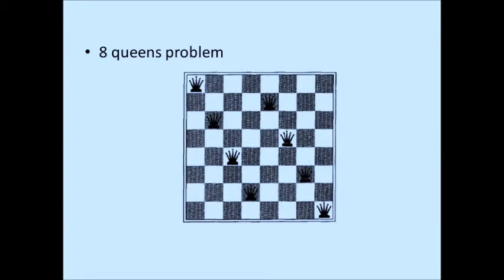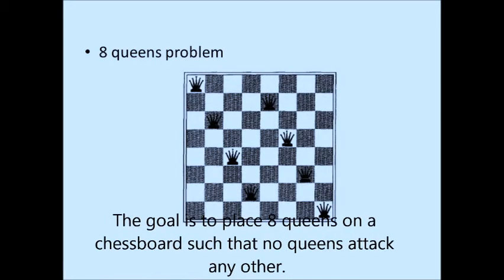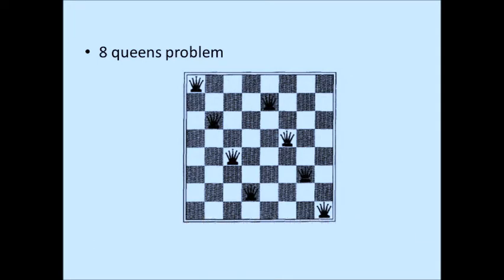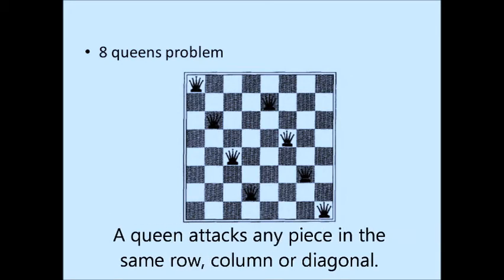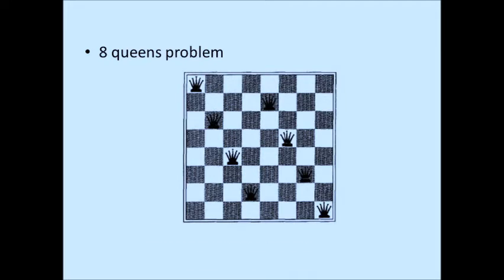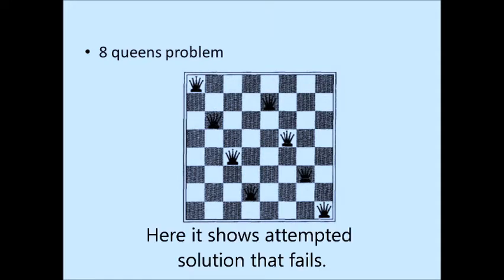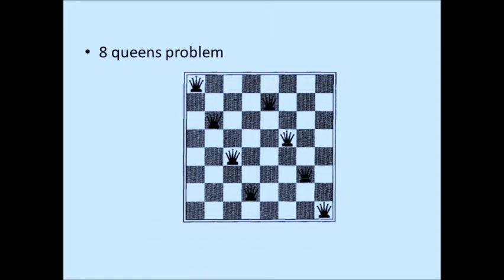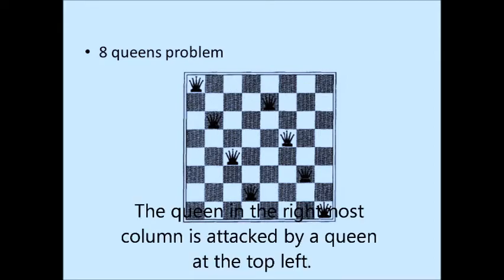The goal of the 8 queens problem is to place 8 queens on a chessboard such that no queen attacks any other. A queen attacks any piece in the same row, column, or diagonal. Here is shown an attempted solution that fails: the queen in the rightmost column is attacked by the queen at the top left.